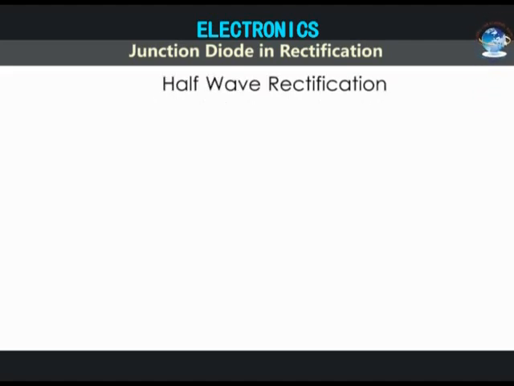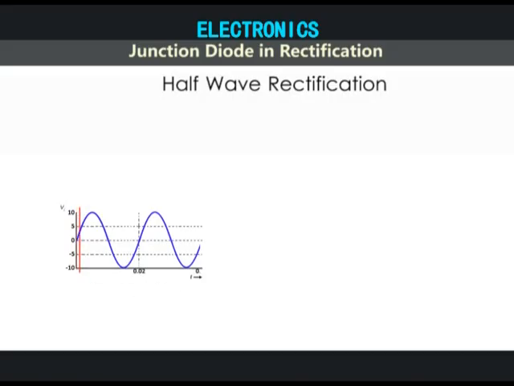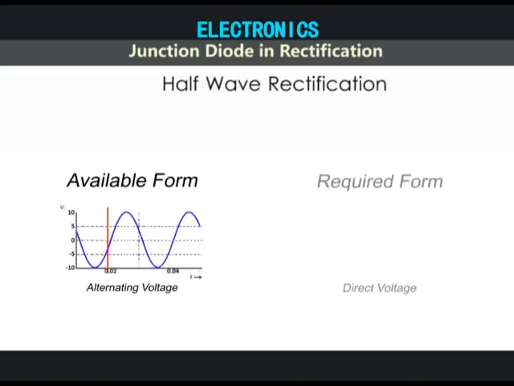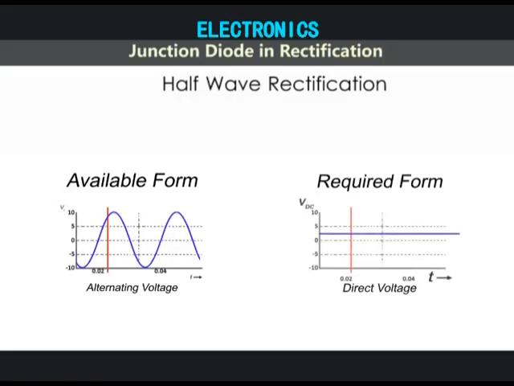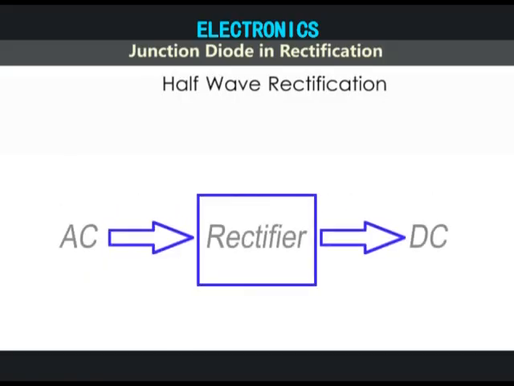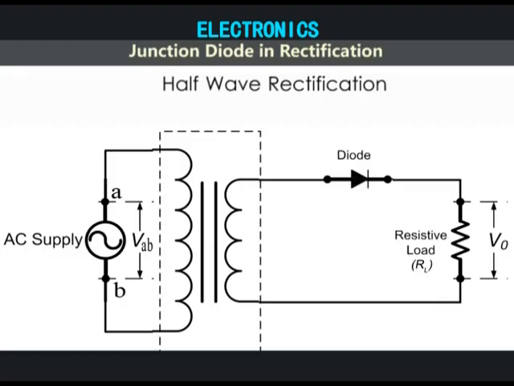Half-wave rectification. When the available voltage is alternating, but the required one is direct voltage, conversion is done. It is called AC to DC conversion, or simply rectification. The circuit used is called a rectifier. This is a half-wave rectifier.